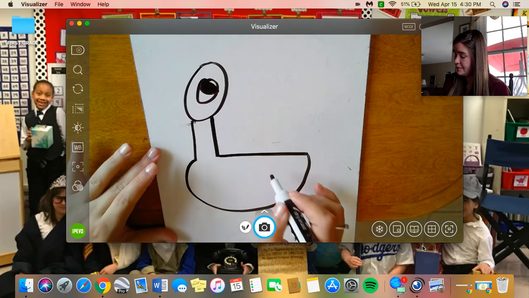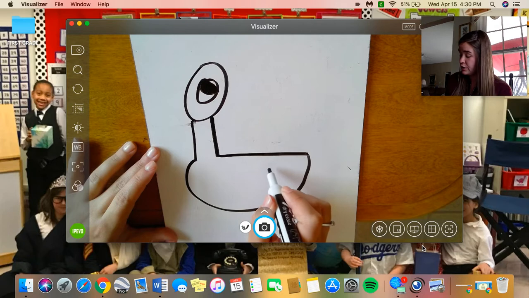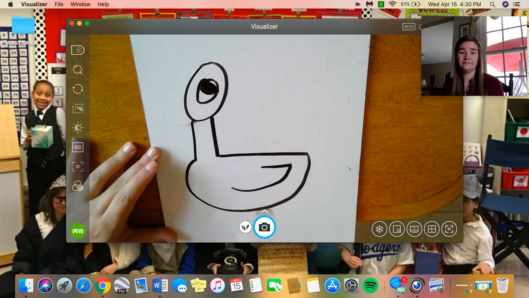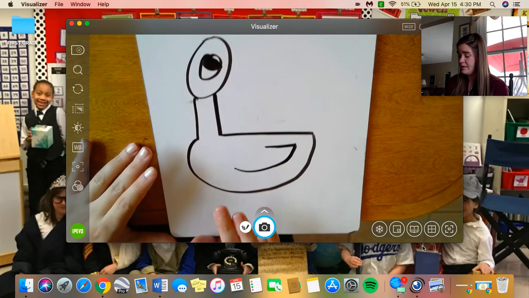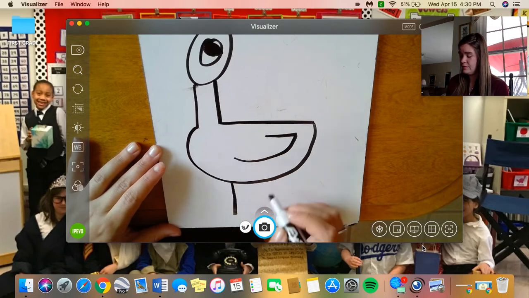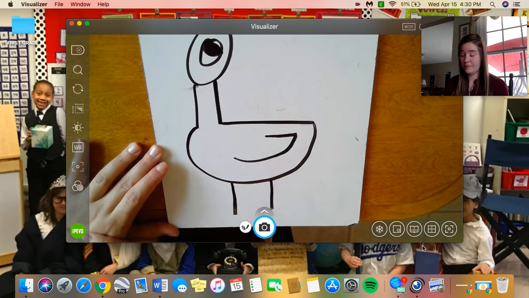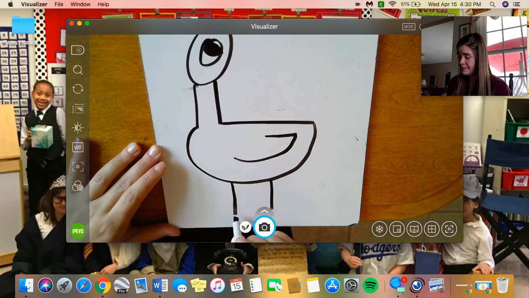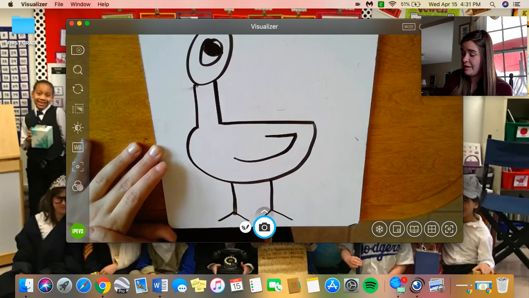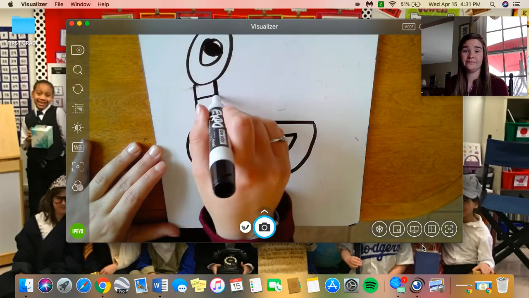And then you're going to make your wing. On your wing, you're going to make a straight line and then go down and around. Then let's make his feet. Straight line, straight line. And then you're going to make an upside down V on both of them. Then you're going to make two lines for his neck.